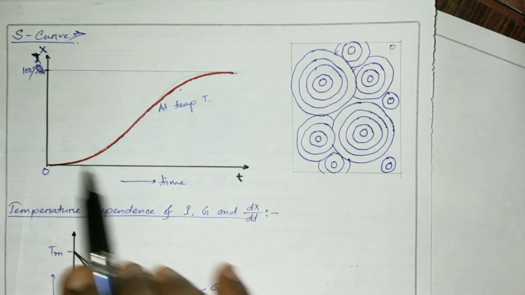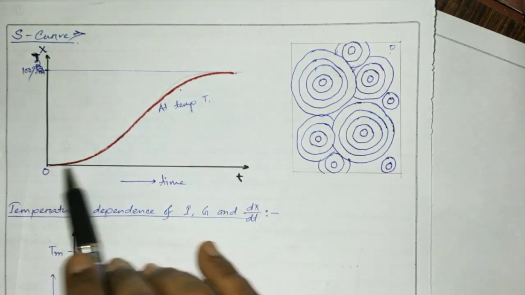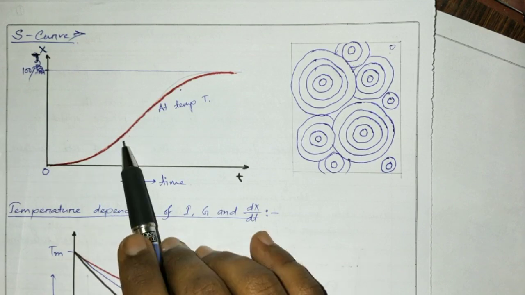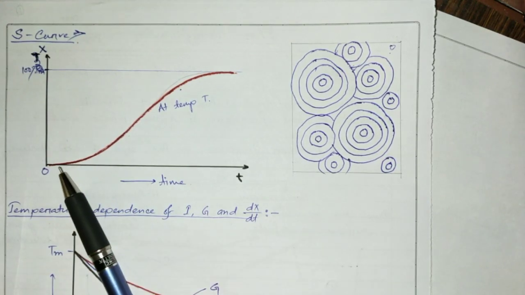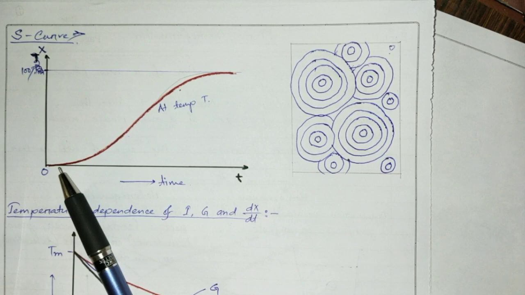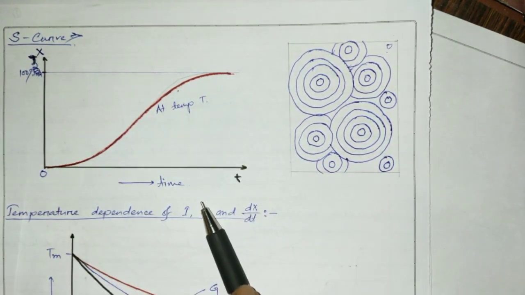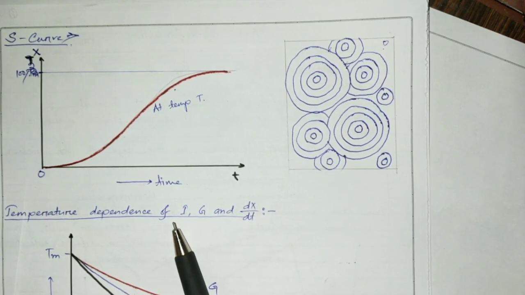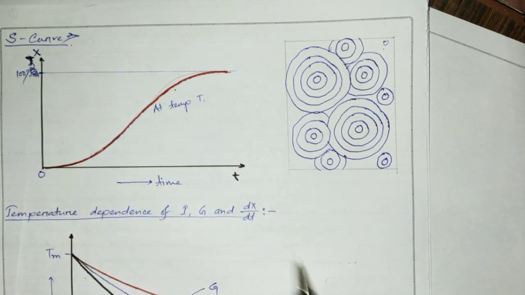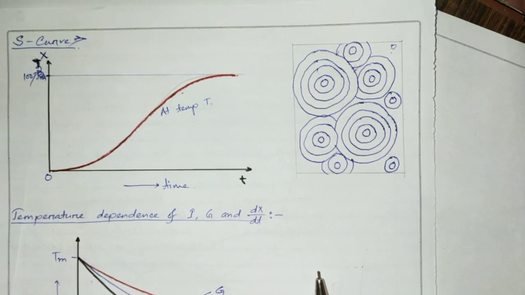So at the start of the transformation, the rate of transformation is low because of the small number of nuclei, and at the end of the transformation the rate is low because of two things. First, no nucleus is generally formed due to less volume, and secondly, as the grain boundaries touch each other, the grains cannot enlarge, and as a result the rate of transformation decreases.